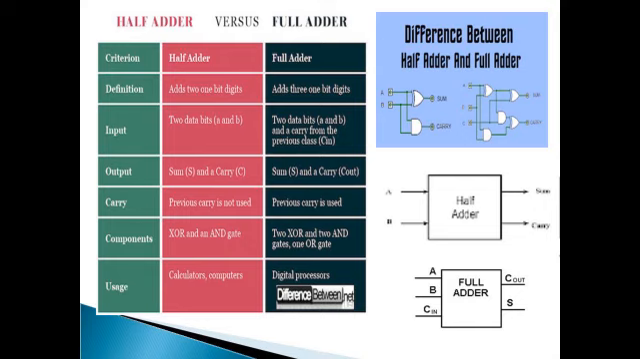Components: the components we use in half adder are an XOR gate and an AND gate, whereas in full adder we use two XOR, two AND, and one OR gate. Okay, we use half adder in calculators and in computers, whereas we use full adder in digital processors, like the chips in our CPU. If you ever open that thing, they are small chips, that are digital processors.